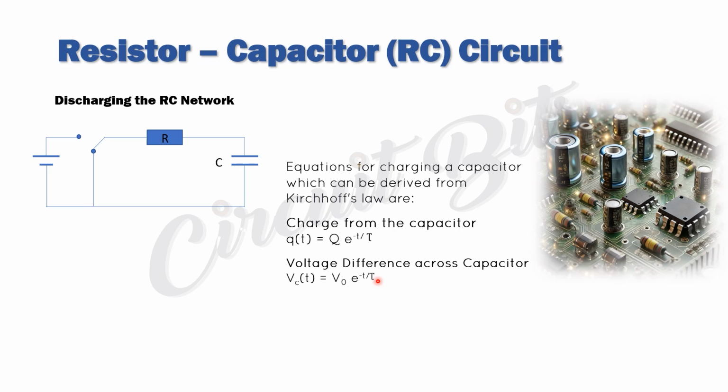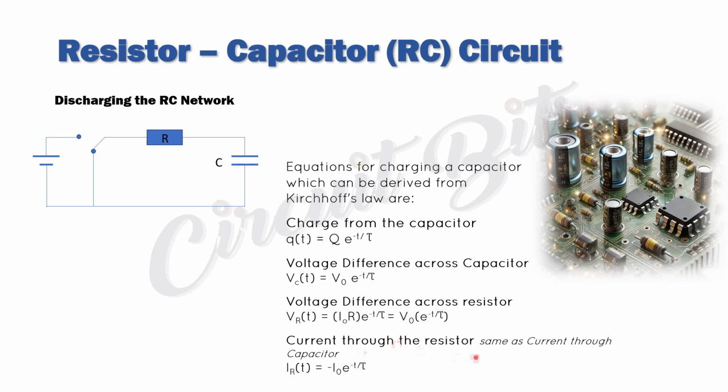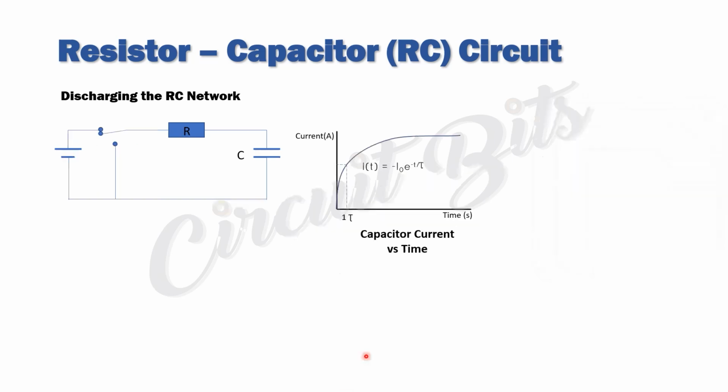So we can use that formula to get the voltage difference at any given time. Then across the resistor we have V0 times e raised to the power minus t over tau, and the current through the resistor is minus I0 e raised to the power minus t over tau. But then we have the graphs for discharging.